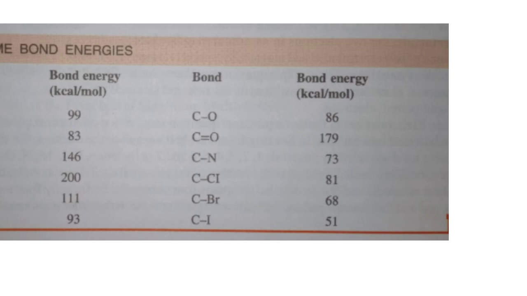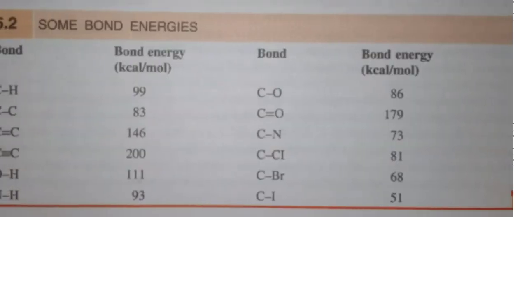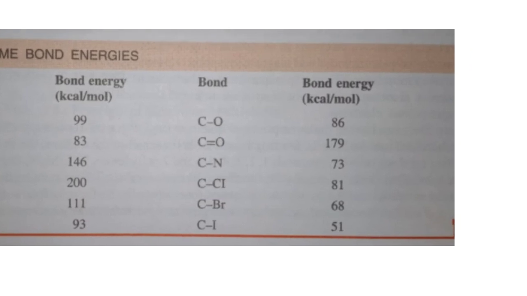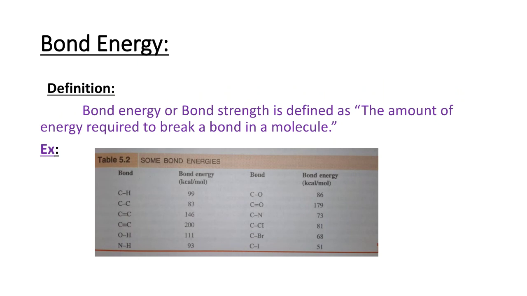Here also we see the concept of the size of the atoms. As the size of the atom increases, the bond energy decreases, because as the size of the atom increases, the bond length also increases. As the bond length increases, the bond energy decreases. By this we understand that bond length and bond energy are inversely proportional to each other.